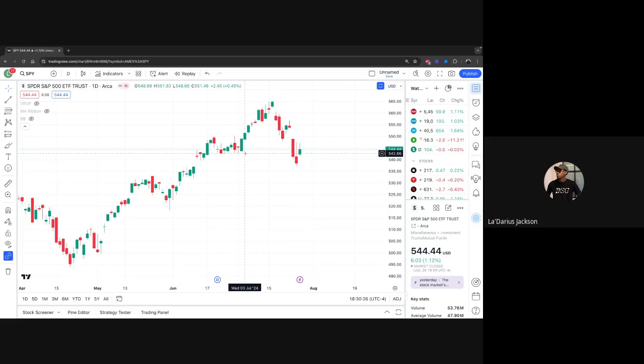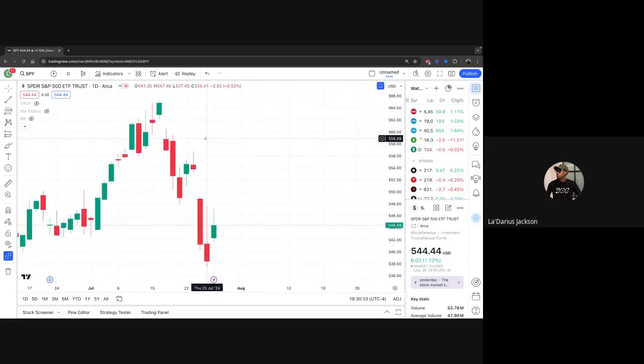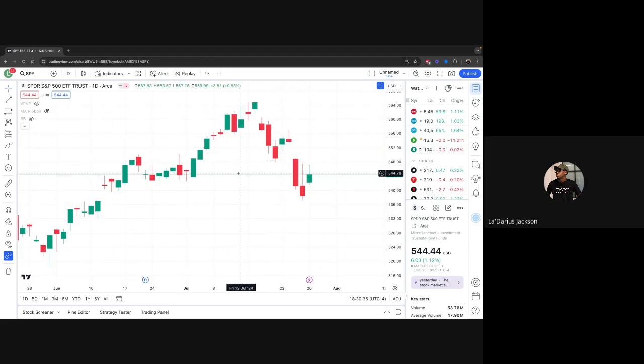Let me see. Why are some candles smaller than others? Good question, Ty. Before I go into support and resistance, let's look at these candles. The reason why some candles are smaller than others is that the price movement wasn't that much on the day, right?